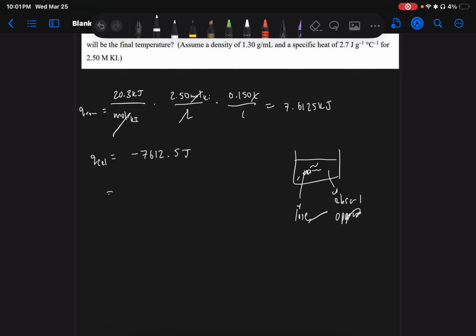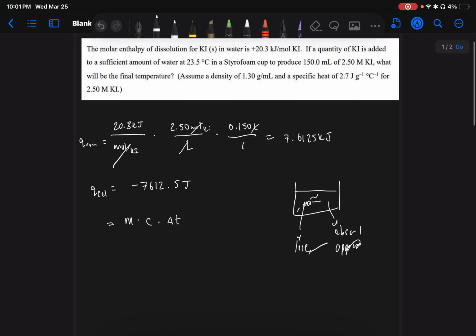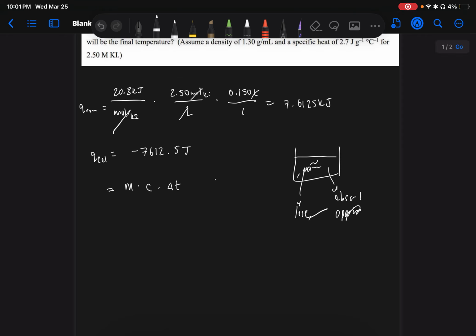Okay, so Q calorimeter is going to be equal to that, but that's also equal to mass times heat capacity times change in temperature, and what we're trying to find is the final temperature. Okay, let's just do this now.